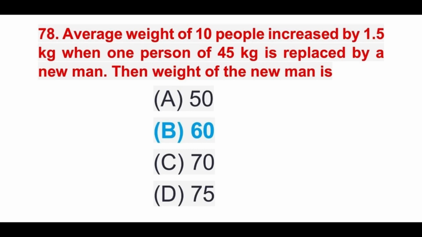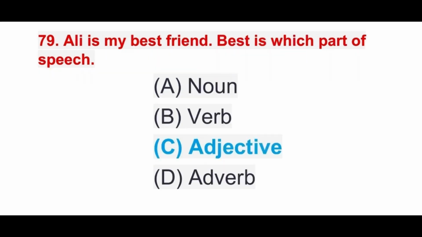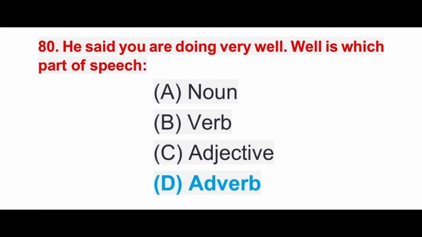Question number 78. Average weight of 10 people increased by 1.5 kilograms when one person of 45 kilograms is replaced by a new man. Then weight of the new man is. That answer is 60. Question number 79. Ali is my best friend. Best is which part of speech? That answer is adjective. Question number 80. He said you are doing very well. Well is which part of speech? That answer is adverb.